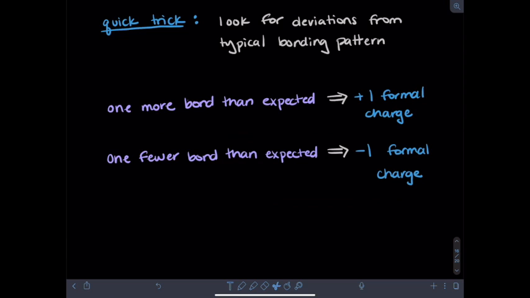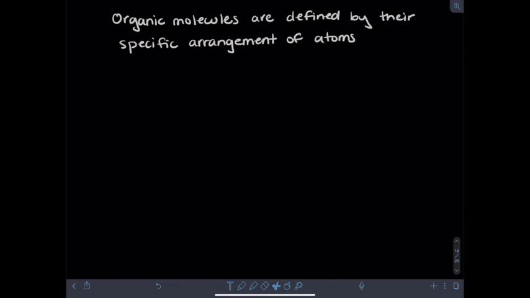And likewise, if an atom has one fewer bond than it usually does, it'll have a -1 formal charge. This was the case in our NH2- molecule, where nitrogen had 2 bonds instead of the expected 3. One final thought is that how an organic molecule reacts and behaves depends on its specific structure. And the specific arrangement of the atoms within the molecule is critical.